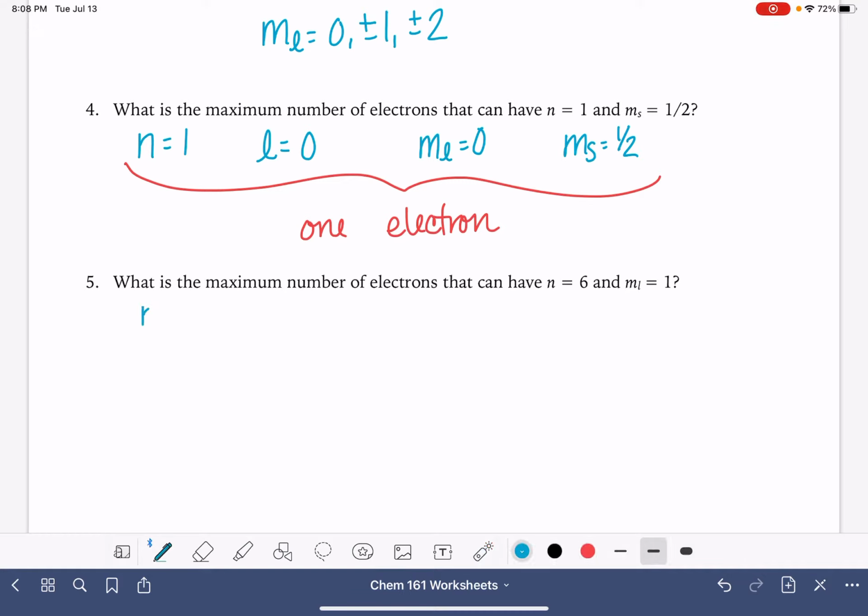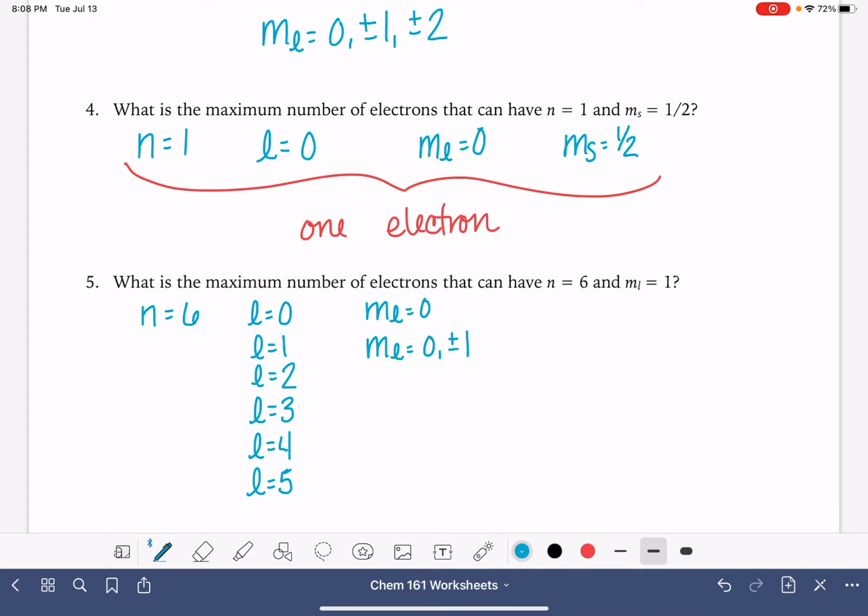So when we have n equals 6, we have several possible values of L. I'm going to try to make them in a table like this. L could be 0, 1, 2, 3, 4, or 5. It goes up to n minus 1. And for M sub L, we can think about all of the different possible M sub Ls. So when L is equal to 0, M sub L can only be 0. When L is equal to 1, M sub L could be 0 or plus 1 or minus 1.